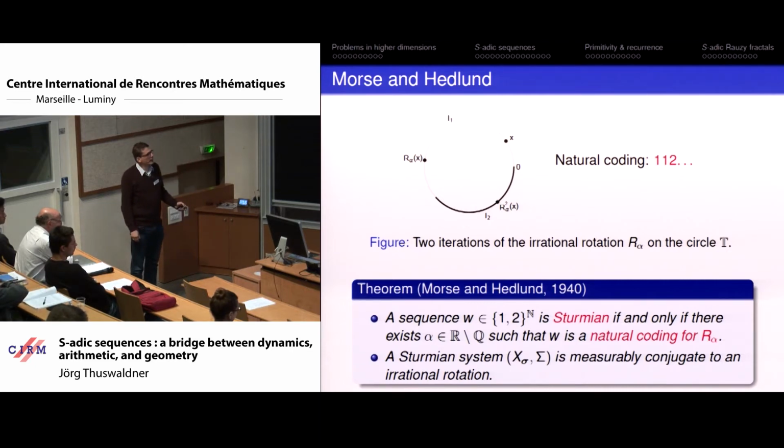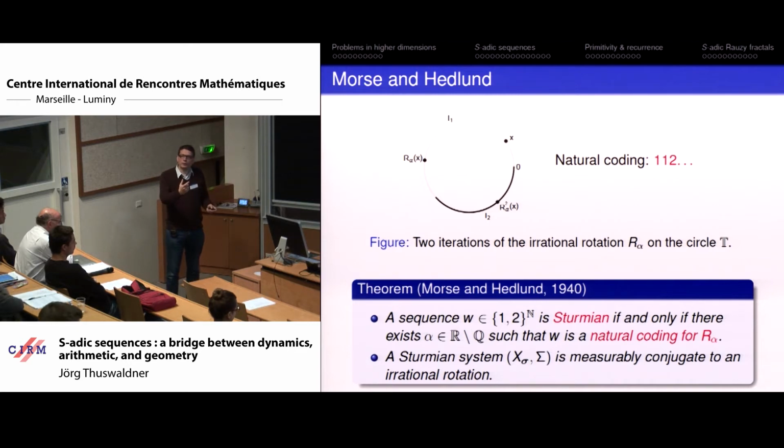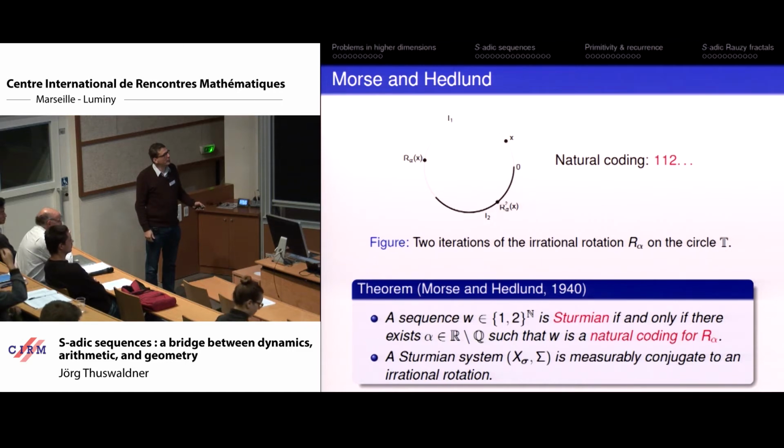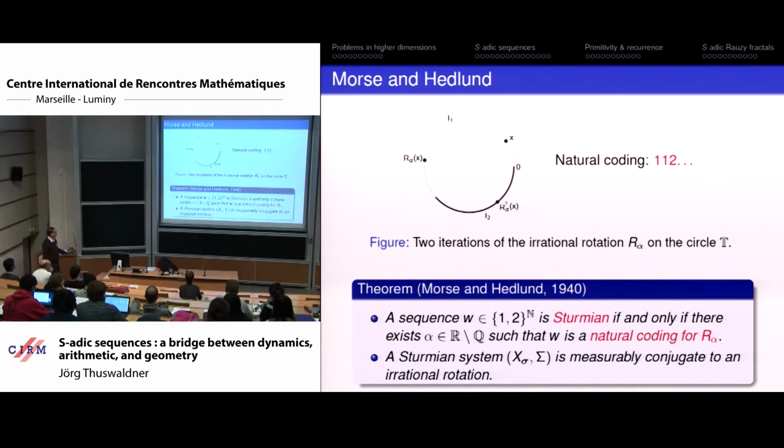Now, as I told you yesterday, you can produce dynamical systems starting from Sturmian sequences. You take a Sturmian sequence and you look at the shift orbit of the Sturmian sequence. You just chop off the first letter. Then you get a whole sequence of words, the shift orbit. You take the closure of this shift orbit, call it X sigma. Then this together with the shift forms a topological dynamical system, and it turns out that this topological dynamical system is measurably conjugate to an irrational rotation. This is for sequences.